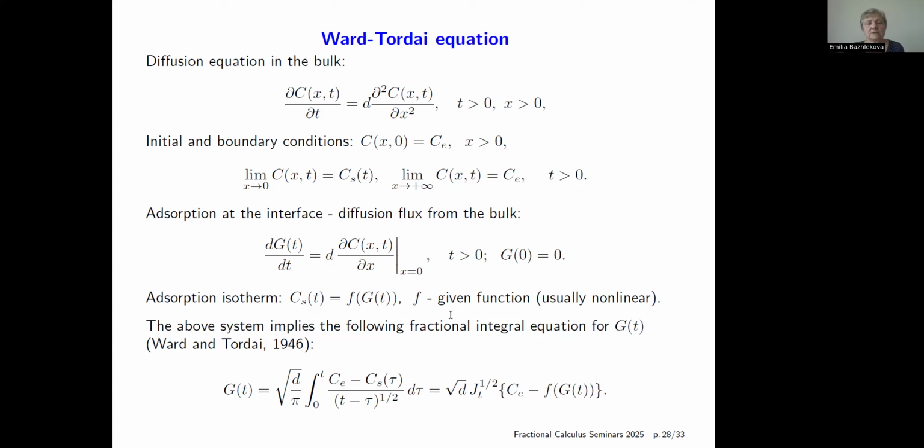But when we solve it, we arrive at the following fractional order equation of order 1/2. This is a classical equation called the Ward-Tordai equation. It's from 1946, but this is a good example of how from classical integer order problems we can obtain fractional equations.